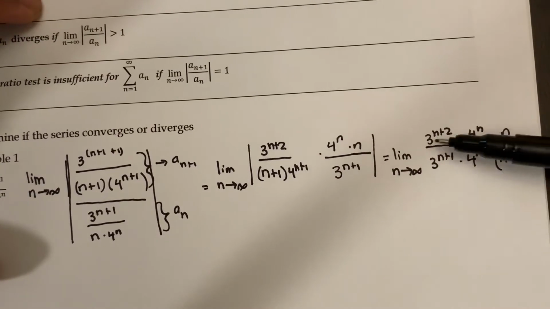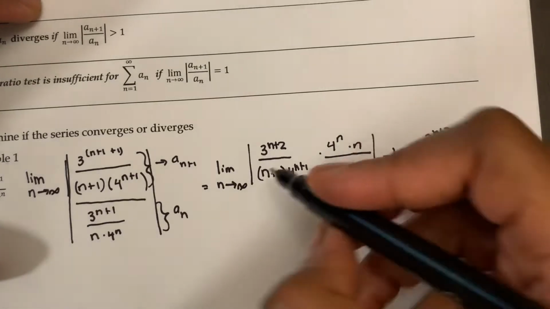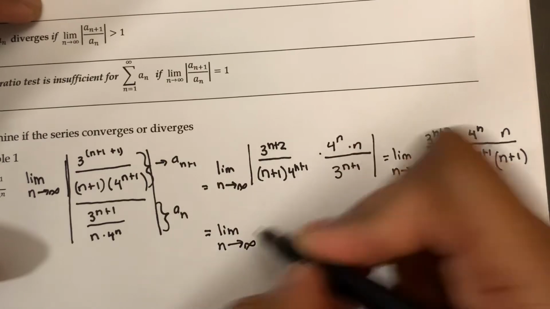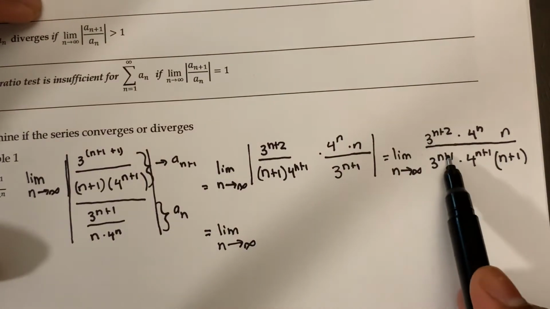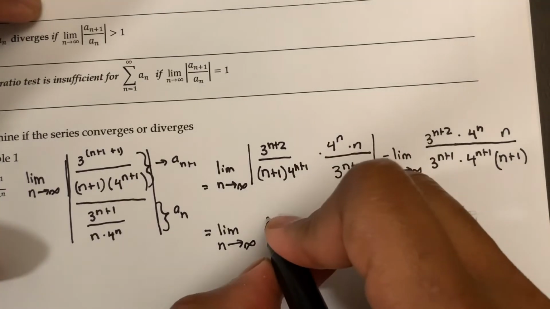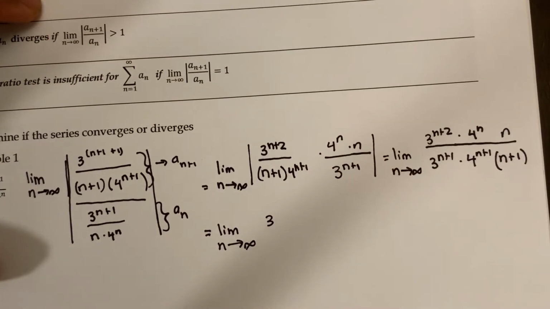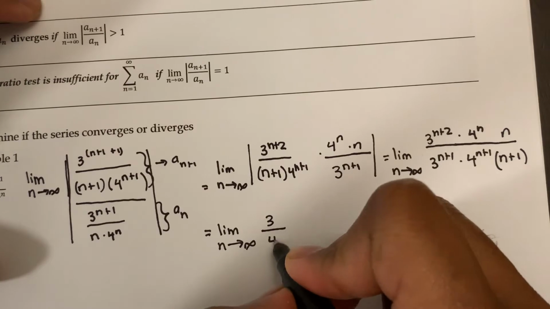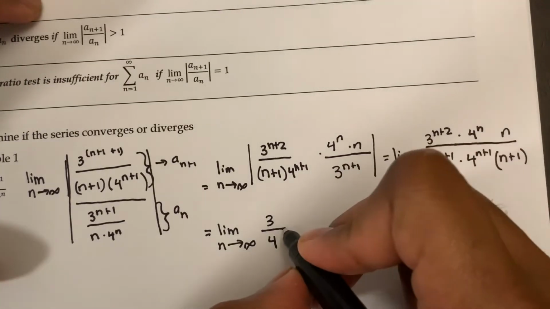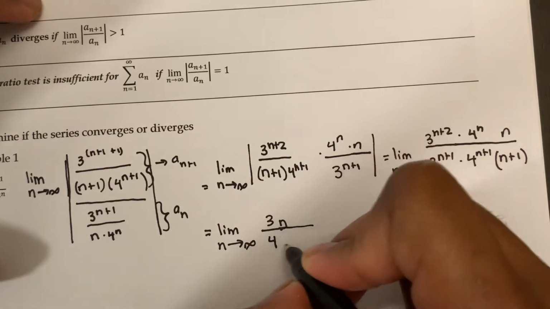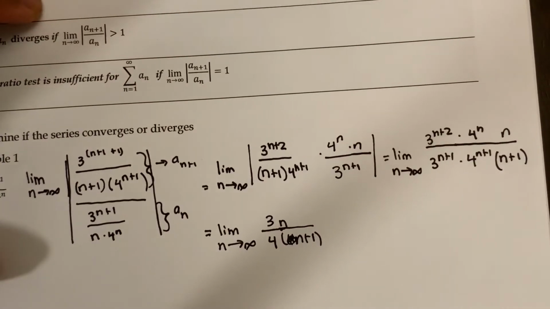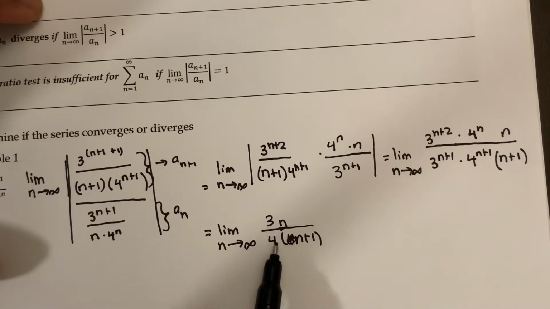And again, you want to just group all of the things that look alike, and then from there, you can cancel as necessary. So what happens is 3 to the n plus 2 over 3 to the n plus 1, we subtract the exponents, we end up with a 3 to the first power in the numerator. Then 4 to the n over 4 to the n plus 1, we end up with the 4 to the first in the denominator, and then we have n over n plus 1. So all of this reduces to just the limit as n goes to infinity of 3n over 4 times n plus 1.